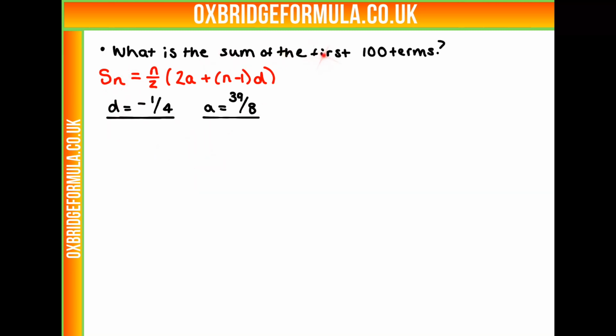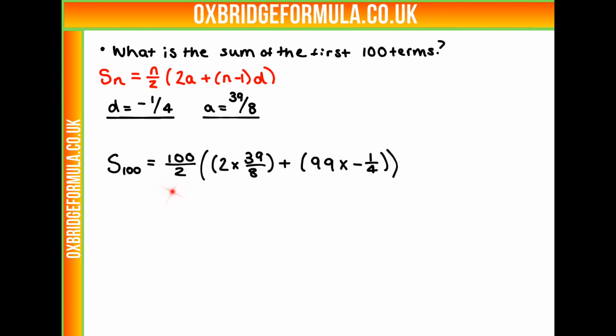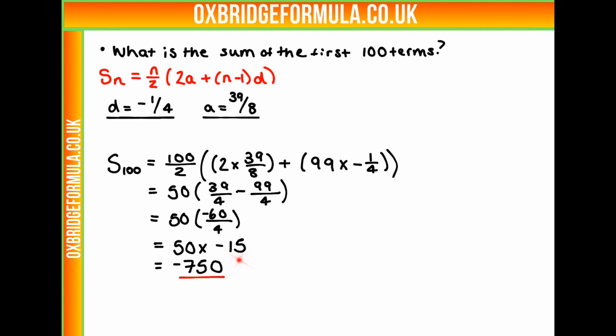How can we find the sum of the first 100 terms? Well, all we need to do is use our equation here and set n as 100. So the sum of the first 100 terms is 100 over 2, brackets, 2 times 39 over 8, plus 99 times minus a quarter. Or, simplify that down, we're dividing by 2 here. 50 times 39 over 4, take away 99 over 4, or 50 times minus 60 over 4. We can simplify this down again to get 50 times minus 15, or the final answer of minus 750. So our answer overall is answer A.